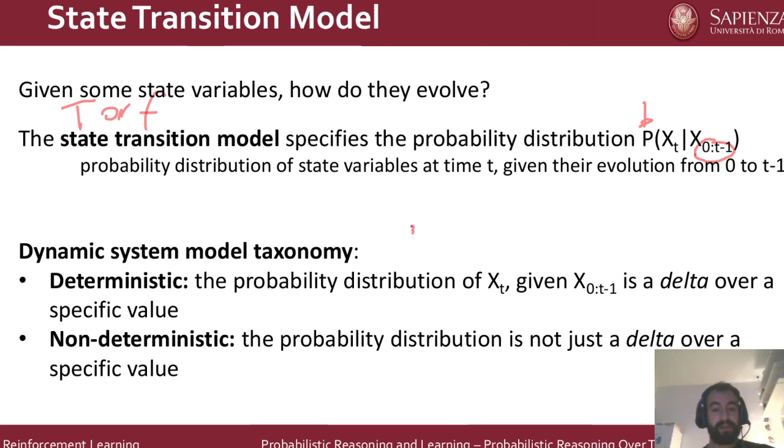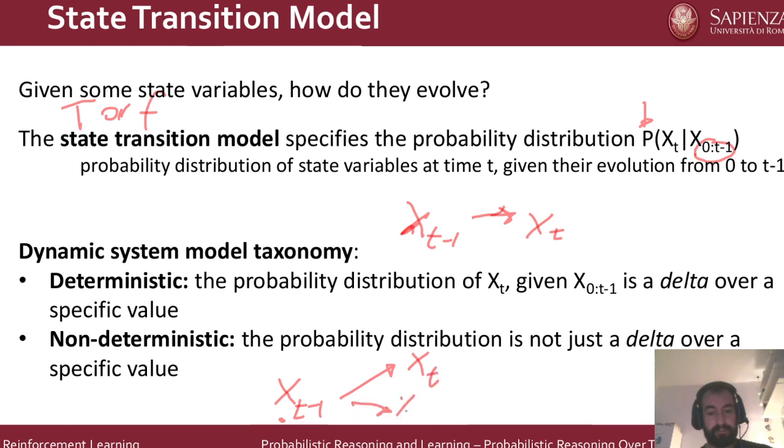So every time you go in xt minus 1, in this case, then you will always end up in state xt. If the dynamic system is non-deterministic, then the situation is a bit different, because when you end up in state xt minus 1, then you might end up in a certain xt or in another xt. And so there is a probability distribution here, which is not a delta over a specific value, but it's a real probability.